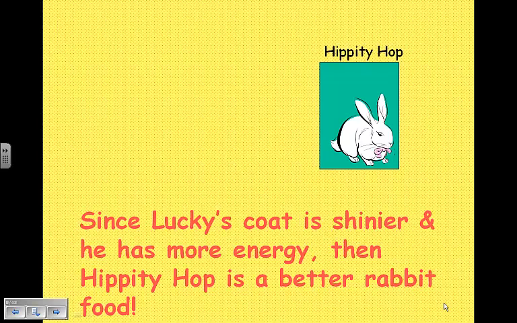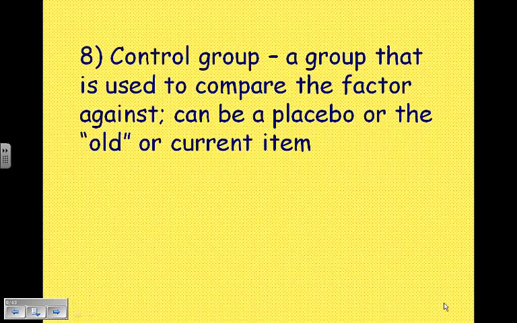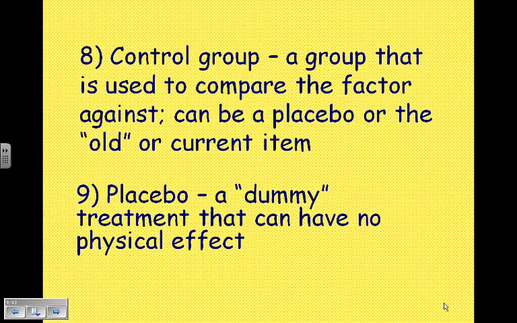Hopefully you see it. I didn't have a control group. A control group is a group that is used to compare the factor against. It can be a placebo, which means you get no treatment at all, or you can compare the old food or the current item, a different current food. There's lots of different ways you can compare them, but you must have a control group in order to have an effective experiment. A placebo is a dummy treatment, a treatment that can have no physical side effects whatsoever.